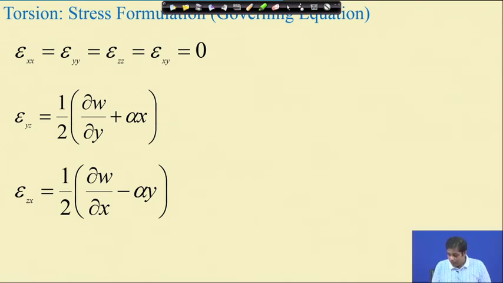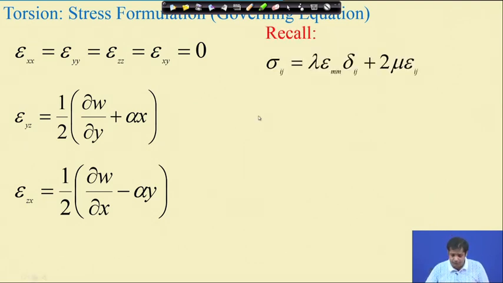Okay. Now, once we have these strain components, what are the stress components? Let us see. You recall, this is Hooke's law. This is how the stress and strain are related to each other. Lambda is the Lamé constant and mu is the shear modulus. Next, we substitute these strain components into this equation, and then get the corresponding stress components.